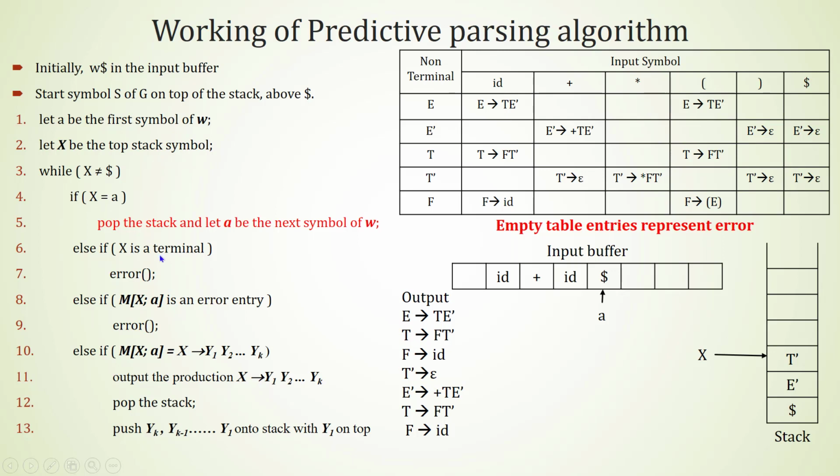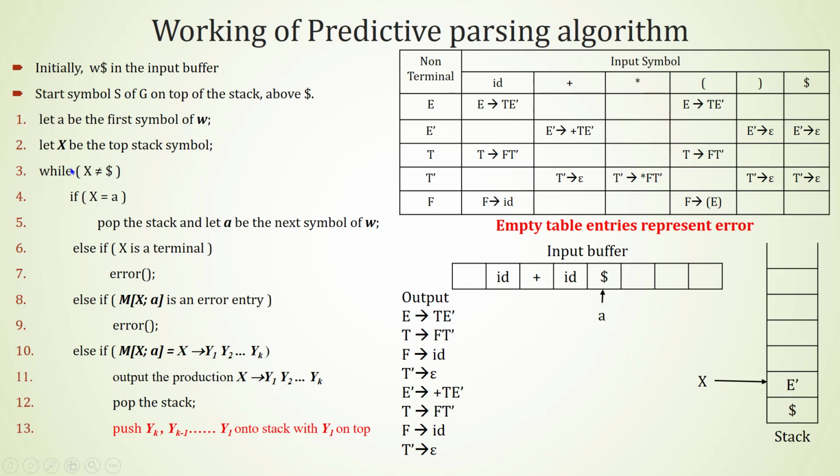X is not a terminal, M[x, a]. Here x is t dash, a is dollar. So what happens in t dash, dollar? We have an entry. So this condition is also false. But this condition is true. So output the production. So t dash comma dollar means t dash gives epsilon will be printed as output. So t dash gives epsilon is printed as output. Pop the stack. T dash is removed from the stack. Push the production to the stack. Since it is epsilon, we are not doing anything.